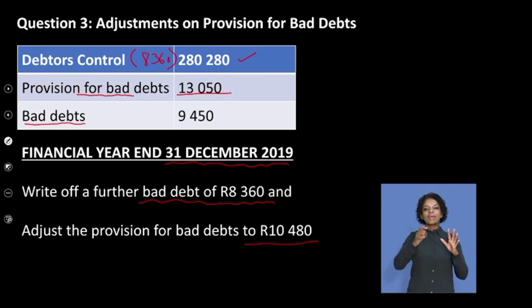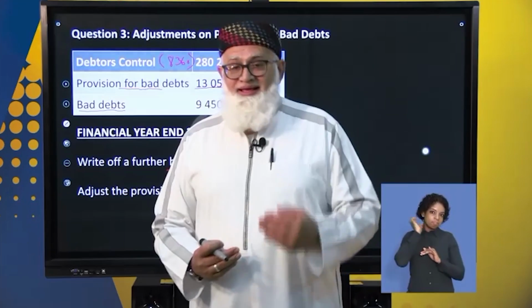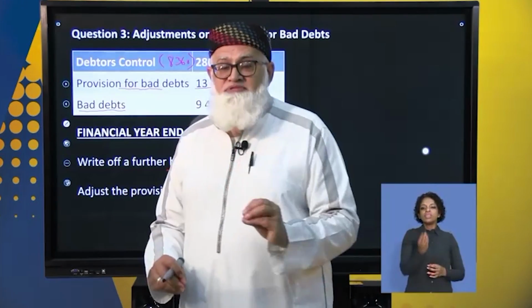Then they tell you, adjust the provision for bad debts to 10,480. In other words, look at this particular question. They are telling you what your new provision must be. But remember that it doesn't always appear like that in your exam paper. There could be a question that says, adjust the provision for bad debts to a percentage of your debtors. Guys, please be careful and take note of what I'm saying, grade 12s. In this particular example, they are giving you the new provision. But sometimes you are asked to adjust the provision as a percentage of your outstanding debtors.